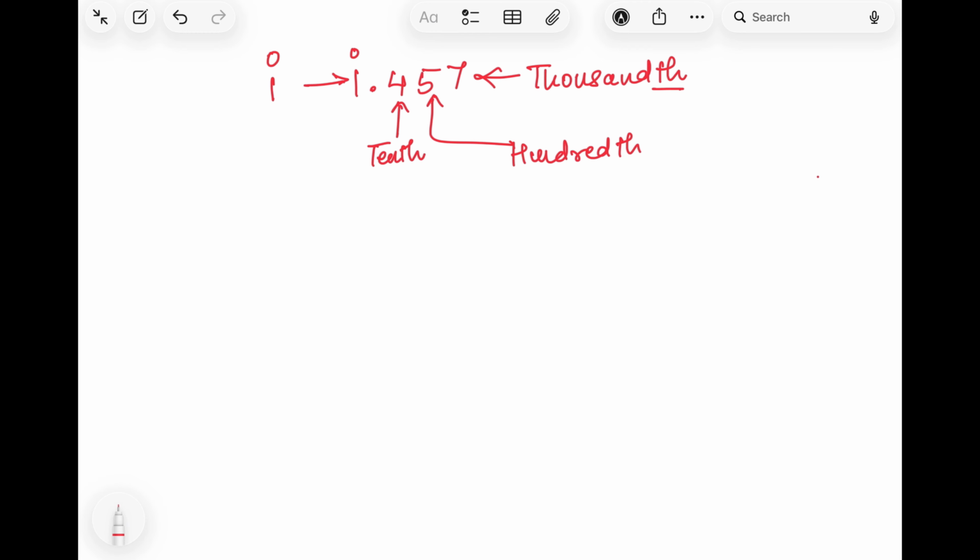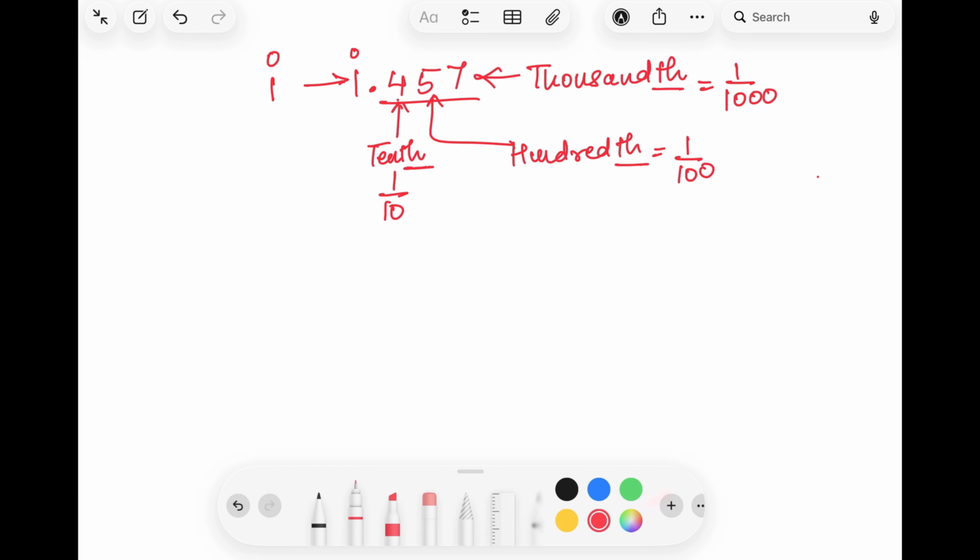Because these digits are after the decimal point, they are parts of a very big whole, not the entire part. So this is tenth, hundredth and thousandth. Now how do we find out the tenth? It means divided by 10, hundredth means something divided by 100. The place value of these will be 1 by 10, 1 by 100, and 1 by 1000.